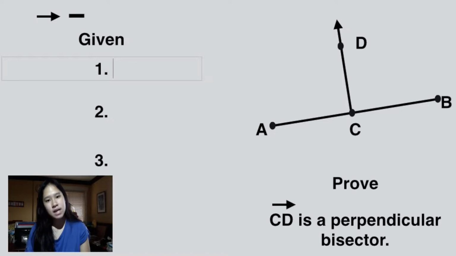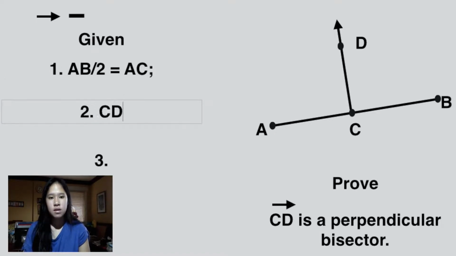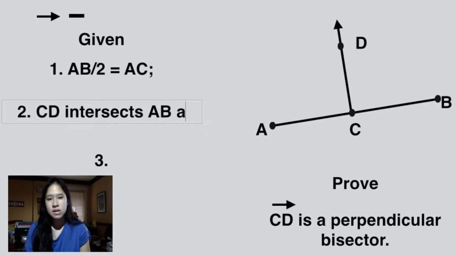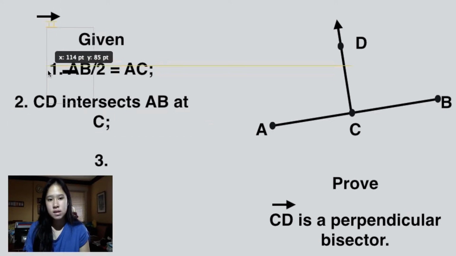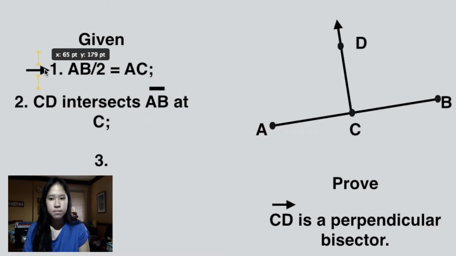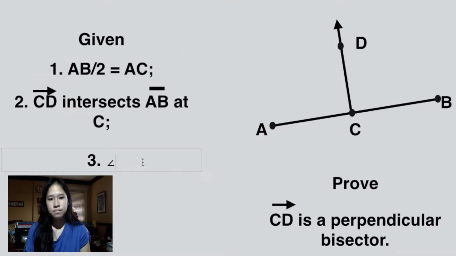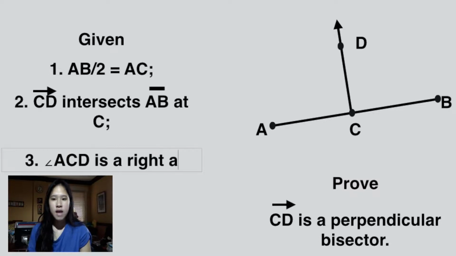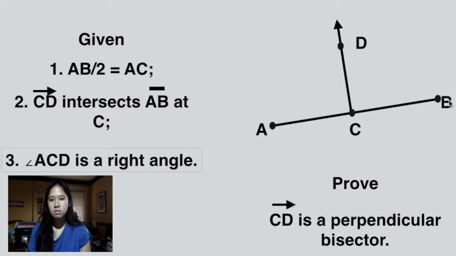Our topic for today's proving is all about perpendicular bisectors. So first, let's see the figure. Here we have our given statements. It says that AB over 2 is equal to AC. Ray CD intersects segment AB at point C, and angle ACD is a right angle. What we're trying to prove is that ray CD is a perpendicular bisector.